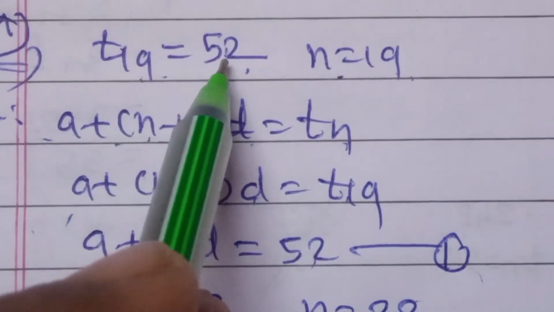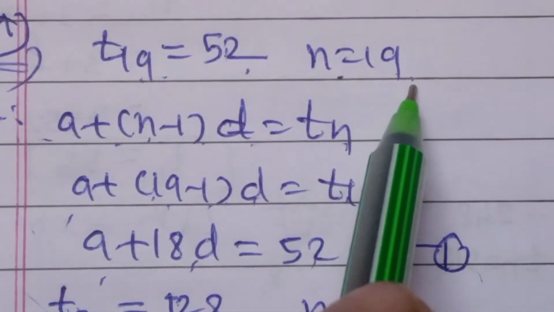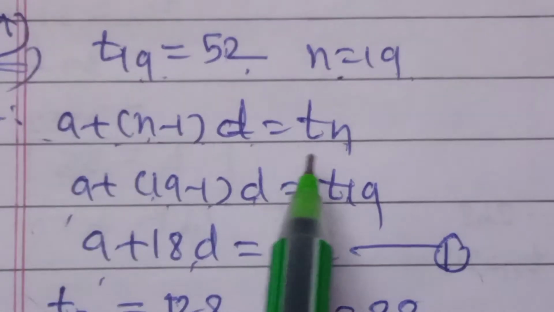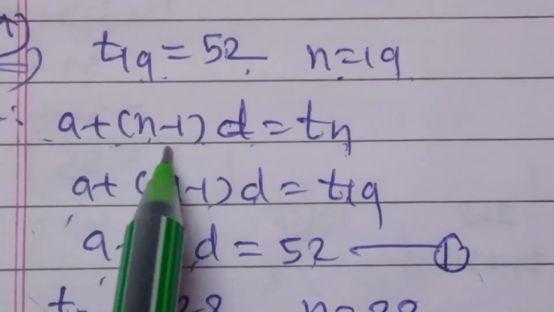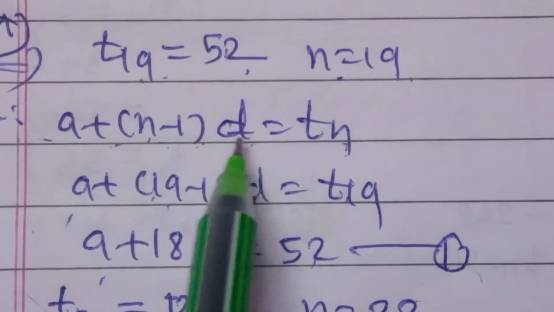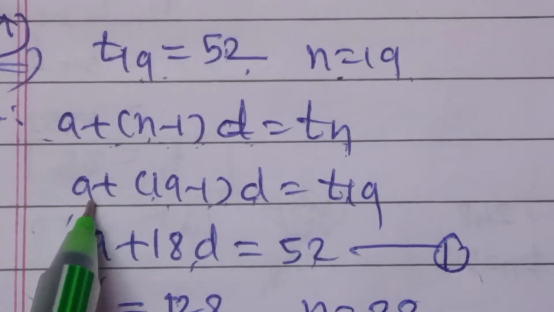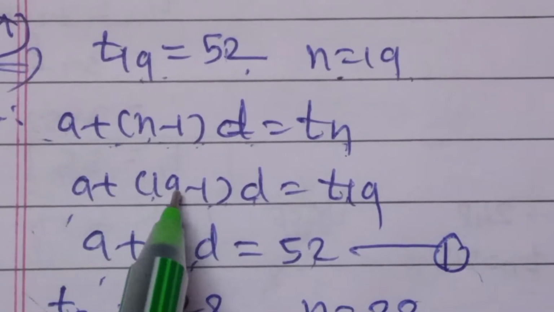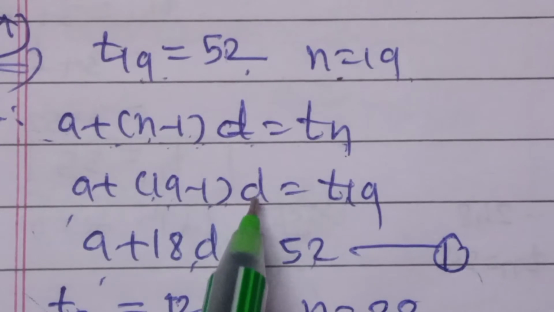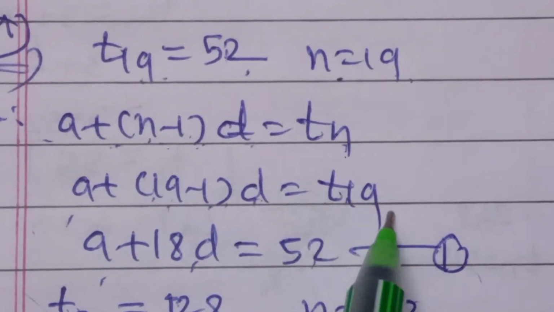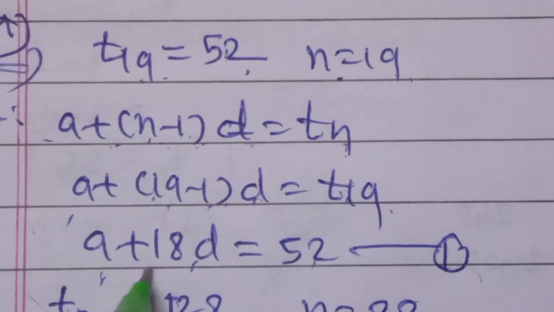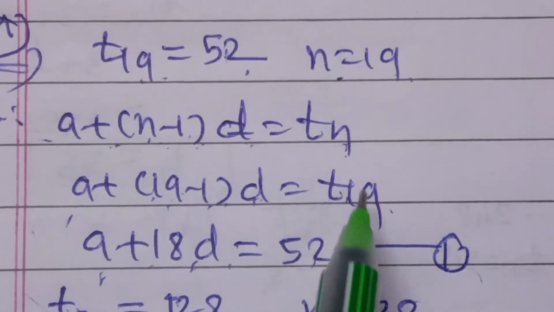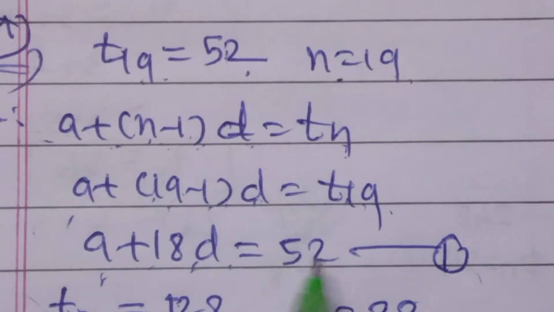The 19th term is 52, so n is equal to 19. Formula: Tn equals a plus (n minus 1) into d. Here a is not given, n is given, 19 minus 1 into d. So a plus 18d is equal to the 19th term, 52. Equation number 1.